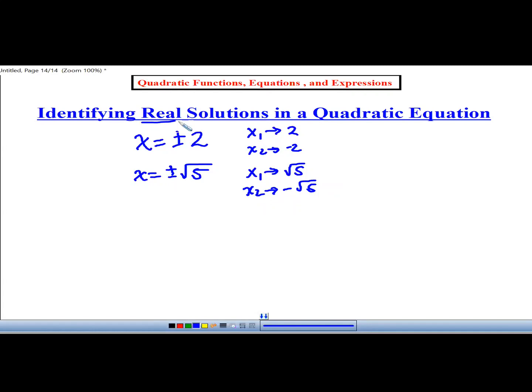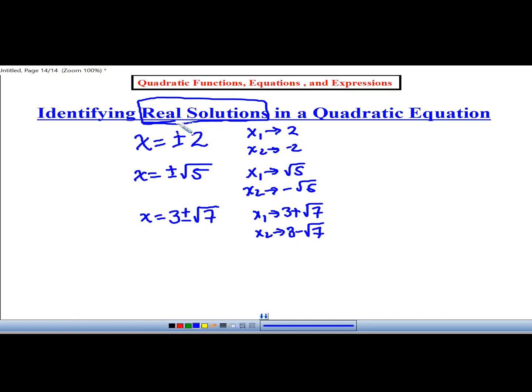Another one. If I gave you X equals 3 plus minus square root of 7. What are my solutions? X sub 1 is 3 plus square root of 7. And the other one is x sub 2, which is 3 minus square root of 7. All of these, guys, look up. All of these are what? Real solutions. They are what? Real solutions.